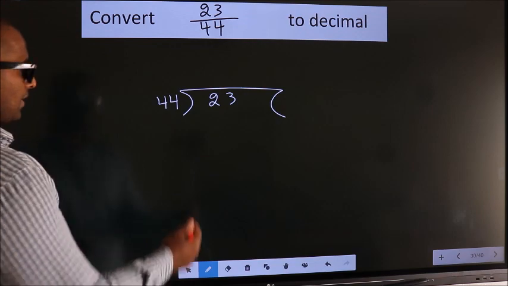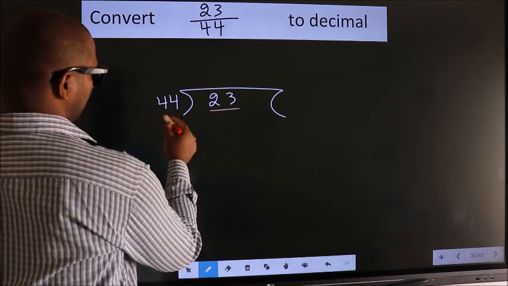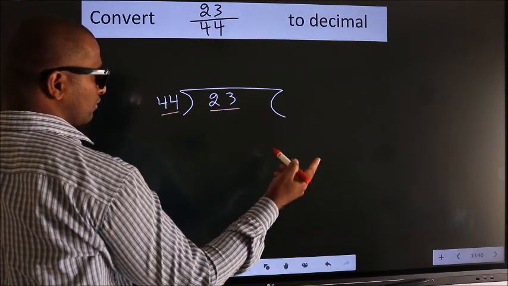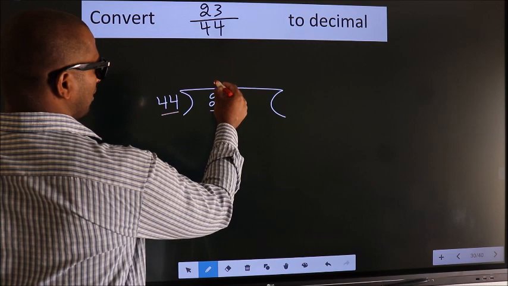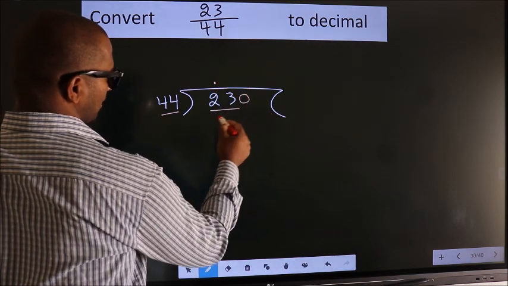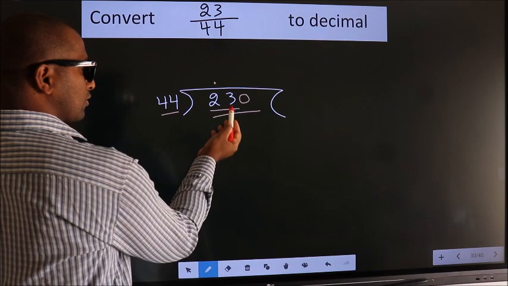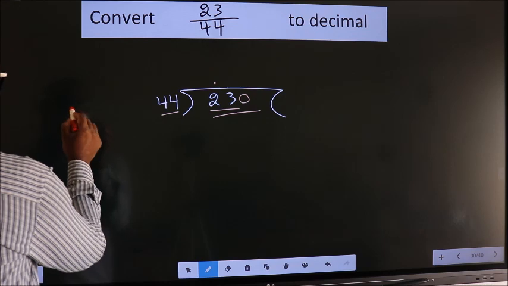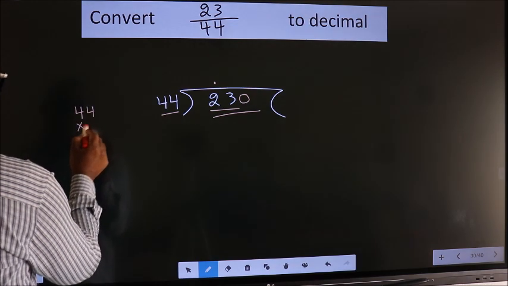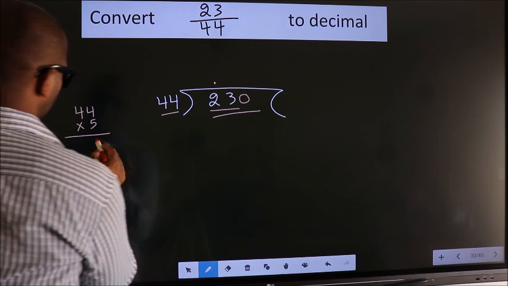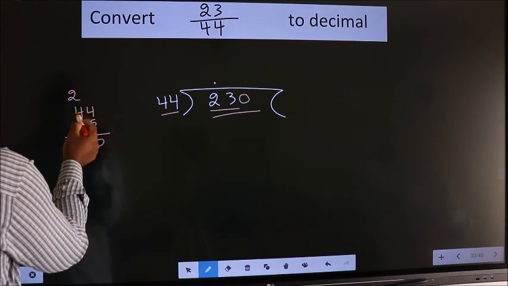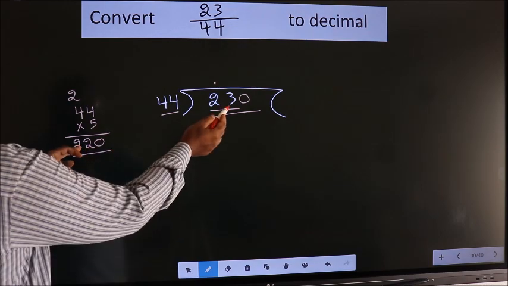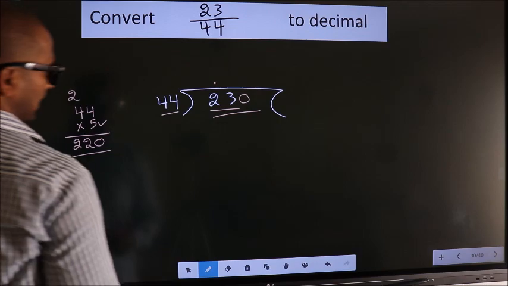Next, here we have 23, here 44. 23 is smaller than 44. So what we should do is, we should put a dot here, and take 0. So 230. A number close to 230 in the 44 table is, let us check, go with 5. So 44 into 5. 5 fours 20, 0, 2. 5 fours 20 plus 2, 22. So this is close to 230. So we go with 5.